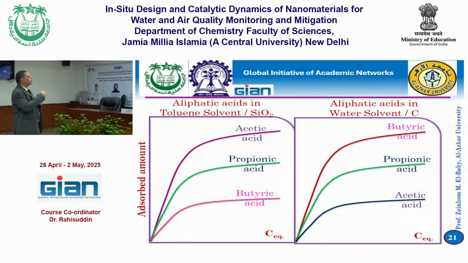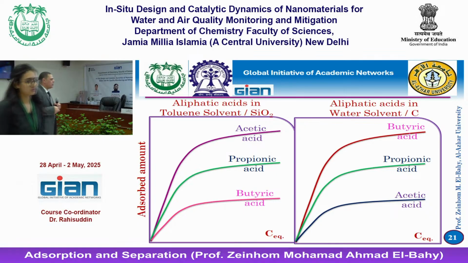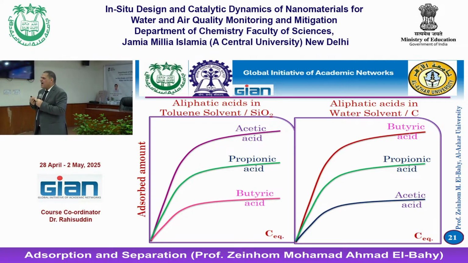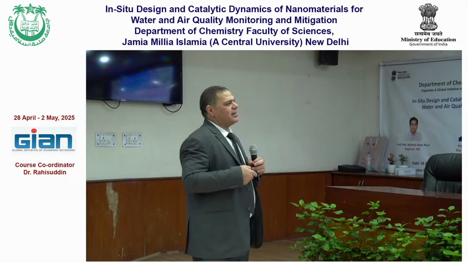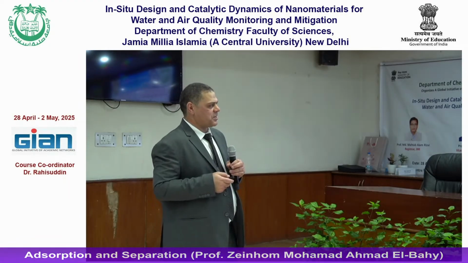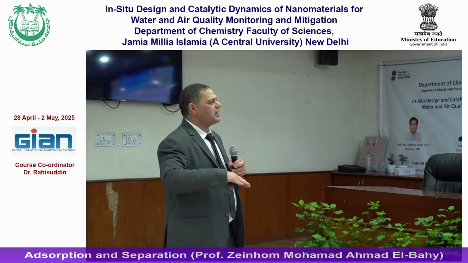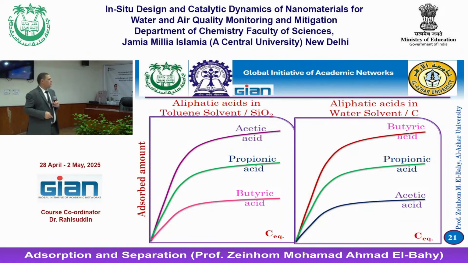Adding aliphatic acids to toluene solvent. Toluene is non-polar. Over silica, the acetic acid will be easier to be absorbed and has higher absorption because it has the lowest molecular weight. But in case of using water as solvent, which is polar, over carbon, which is non-polar, the butyric acid with higher molecular weight will be better in absorption. So absorption depends on the surface polarity, and also the solvent and the molecular weight, because the polarity affects the absorption process very much. As we just mentioned, polar dissolves polar, like dissolves like. It is the same principle.